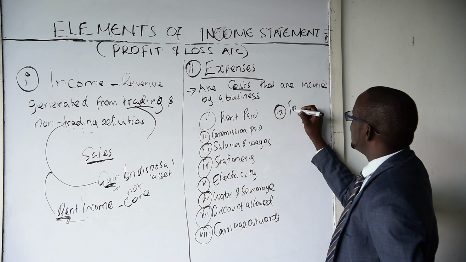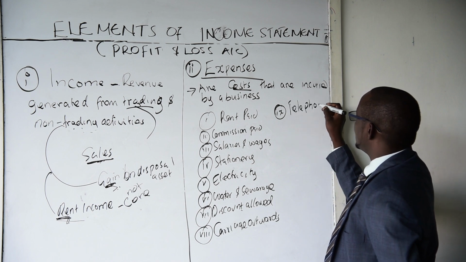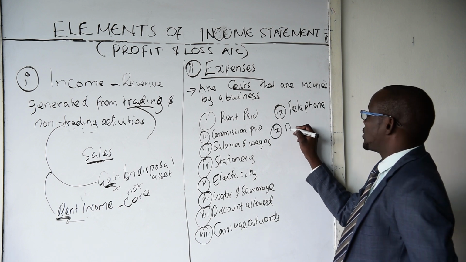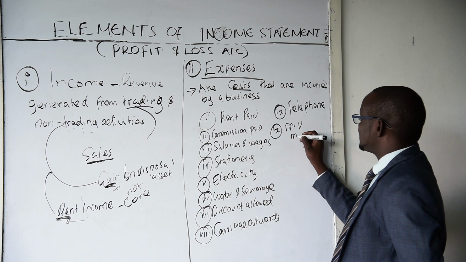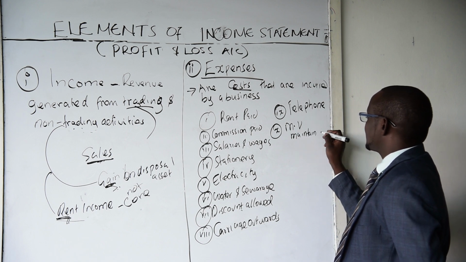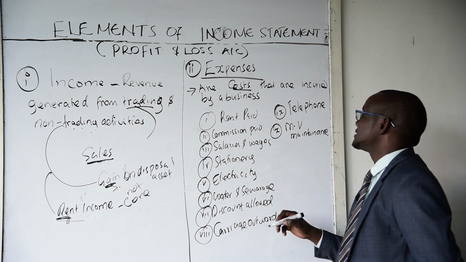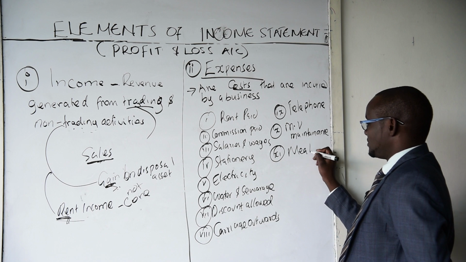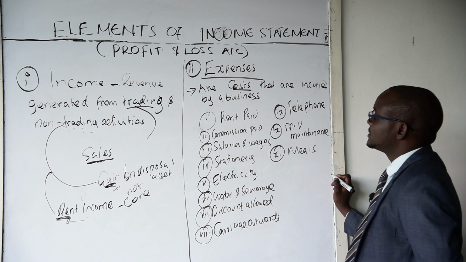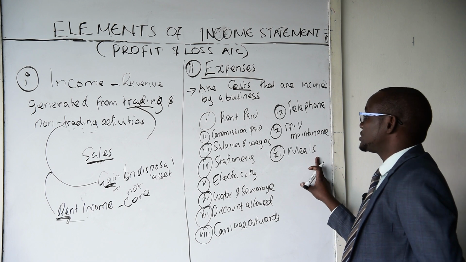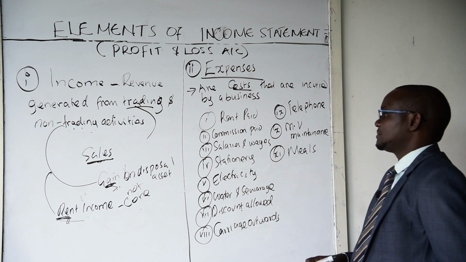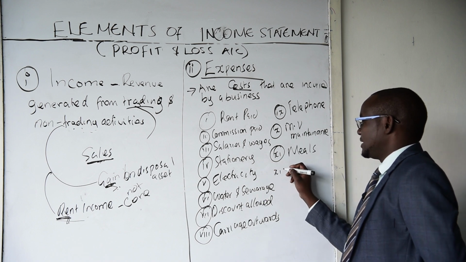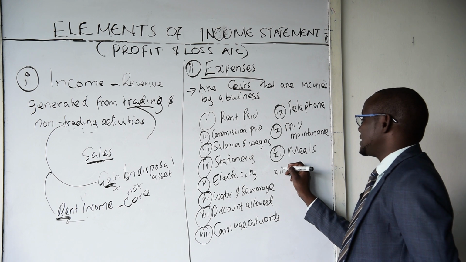We also have telephone bills. We can also talk about motor vehicle maintenance bills. We can also talk about even meals to staff. That also falls under expenses. These are some of the expenses you will meet when you are doing accounting.